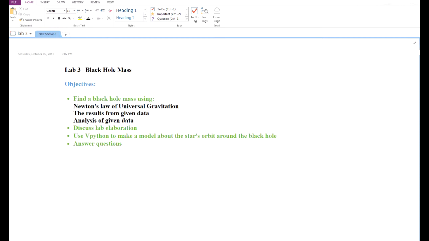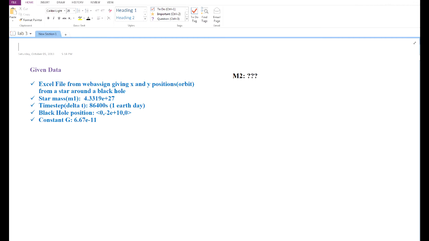Answer questions. We have our data, the Excel file that Web of Science gave us, giving the x and y position of the orbit of a star around a black hole. The star mass is 4.33819 E27, time step delta t is 86,400 seconds, 1 Earth day. The black hole position is 0, -2 E10, 0, and the constant G is 6.67 E-11.